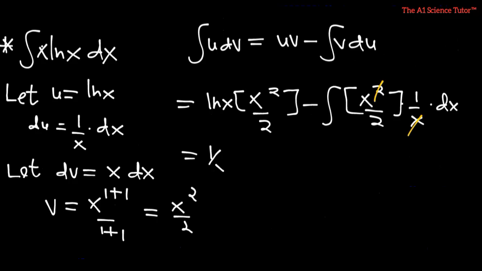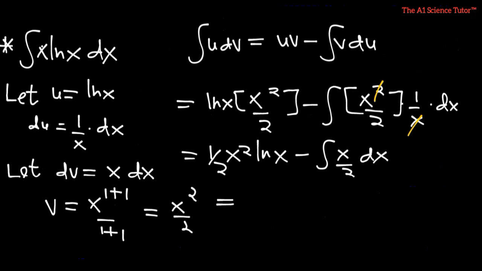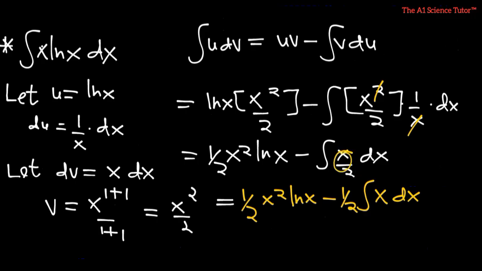So this is going to be 1 over 2 x squared ln x, minus the integral of x over 2 dx. That is basically what we have left. Now bear in mind, this could be rewritten this way. I could rewrite it as 1 over 2 x squared ln x minus 1 over 2 integral x dx. That is because I took the 2 out of this part and brought it out to be the coefficient of the integral form. So this is going to be 1 over 2, and you have x squared ln x. And over here, we have 1 over 2.